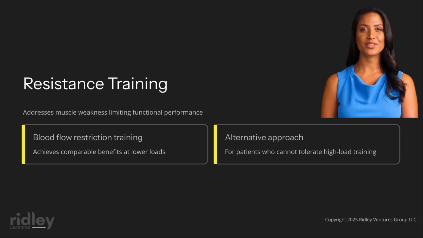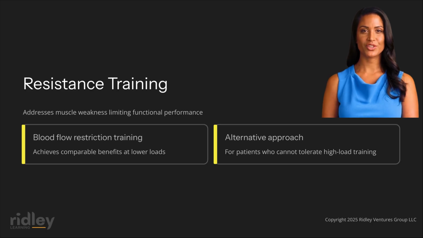Resistance training addresses the muscle weakness and reduced force production capacity that commonly limit functional performance in stroke survivors, with evidence supporting significant benefits for strength, functional mobility, and activities of daily living outcomes. Randomized controlled trials comparing low-intensity resistance training with blood flow restriction to traditional high-intensity resistance training in ischemic stroke survivors have demonstrated that both approaches produce significant improvements in lower extremity muscle strength, balance, walking capacity, and psychological outcomes.